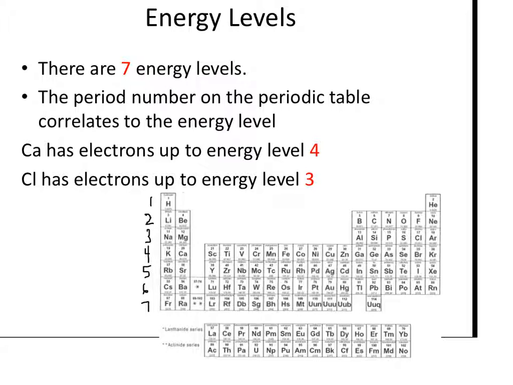The lower 2 rows actually go with the 6th and 7th row. So this is still part of the 6th period, and this is part of the 7th period. If you take a look at calcium, you will see that it is in the 4th energy level, and so it will have electrons up to the 4th energy level. Chlorine will have electrons up to the 3rd energy level because it is found in the 3rd row.